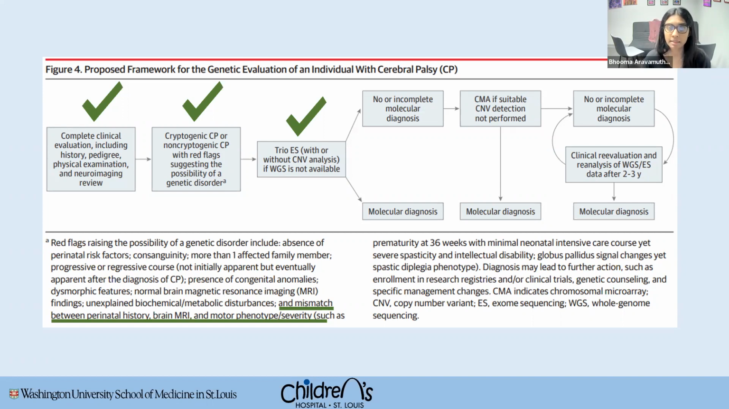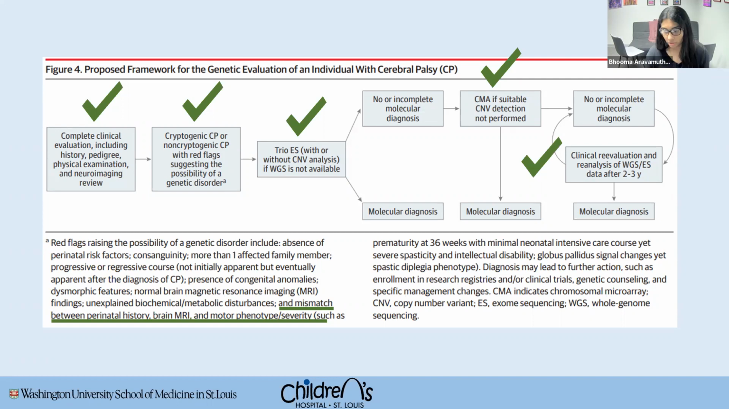But we do recommend that the appropriate clinical practice, if it is insurance approved, is to actually do whole exome first. And then if you do not have a diagnosis, or if that exome was not associated with copy number variant analysis, to then do a CMA. And then importantly, to think about reevaluation.